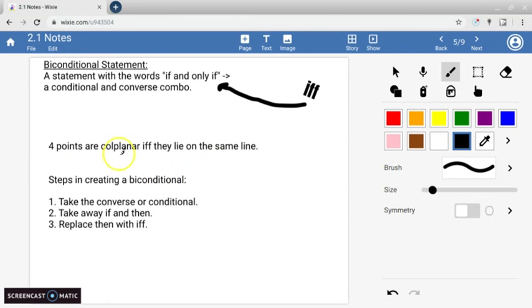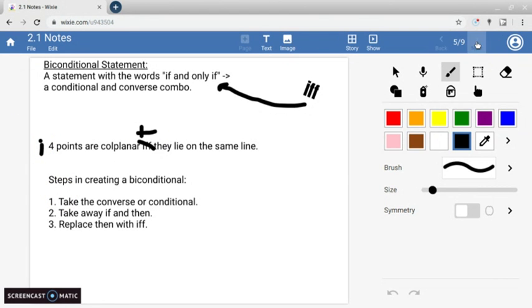Okay, well, we want to create a. Well, actually, that is the biconditional. Sorry, but if you wanted to, then this is how you would do it. There's 3 steps. First, you take either the converse or the conditional that you know, either one, and then you take away the if and then you replace the then with if and only if. So if you wanted to change it back, all you would have to do is take out the if and only if, replace it with a then, and then put an if back there, and then it's back to normal.